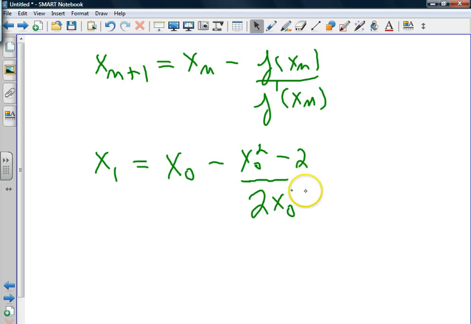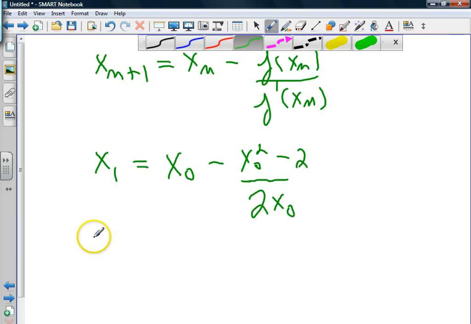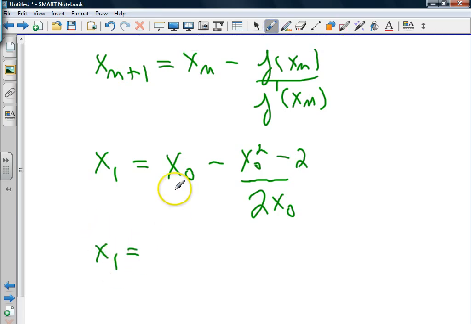Because it's not? Okay. You said 2x, didn't you? Yeah. The derivative of x squared minus 2 is 2x. Okay. All right, so let's plug in our first guess. x1, our next guess, is going to be based on our first guess, and I'm going to guess x0 is 1. So I got 1 minus 1 squared minus 2 over 2 times 1.